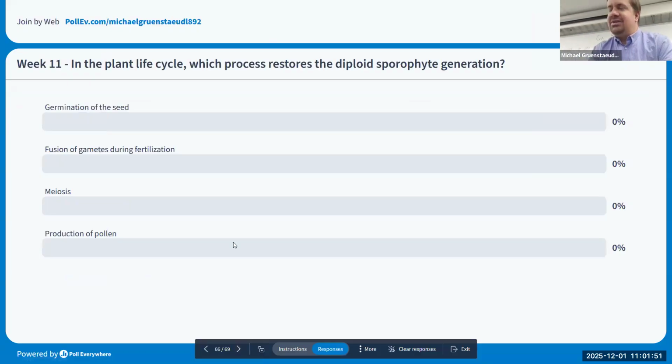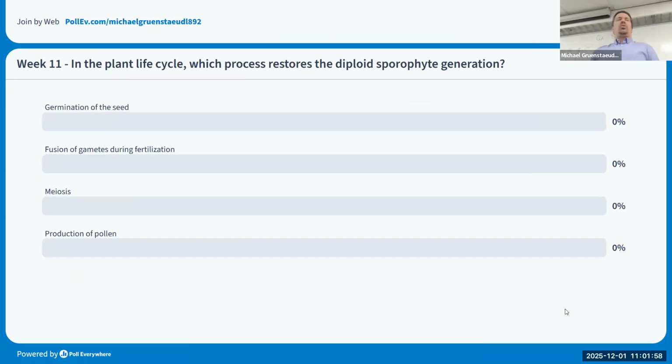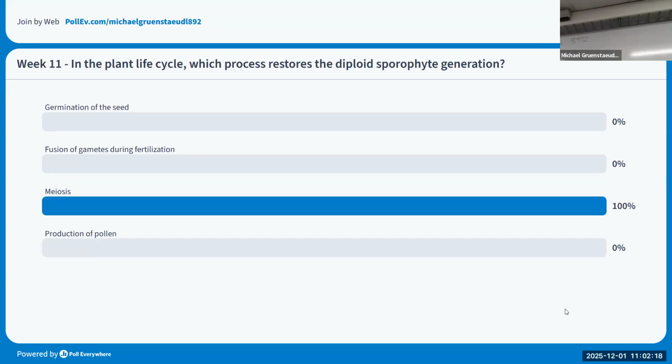All right, here's a second one. In the plant life cycle, which process restores the sporophyte generation? This now refers to exactly this alternation of generations. Which process restores the diploid stage from the haploid stage, or the sporophytic stage from the gametophytic stage? Same thing.